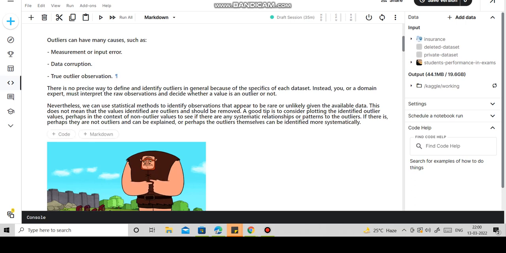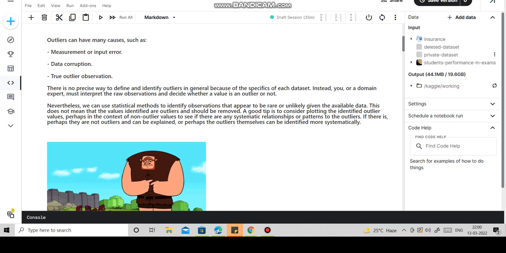Hello everyone. Today we'll look into outliers. What are outliers and how do we identify them? Today we'll look into two methods. One is the IQR or interquartile range method and the other one would be the standard deviation method.